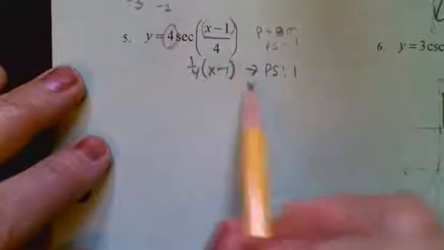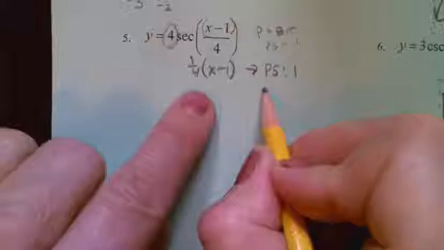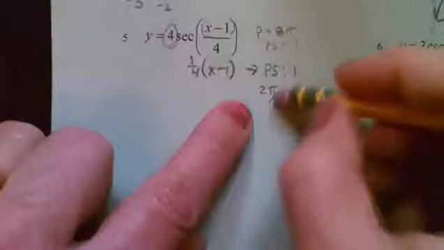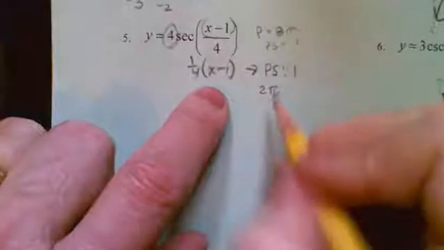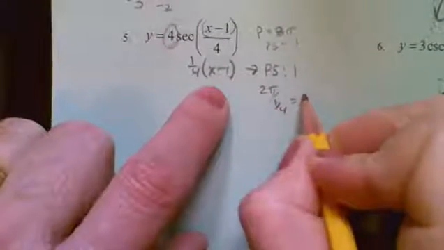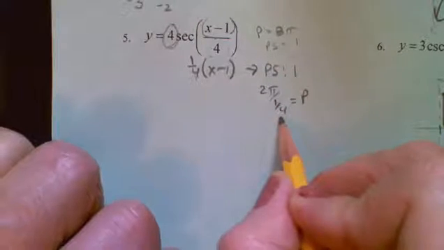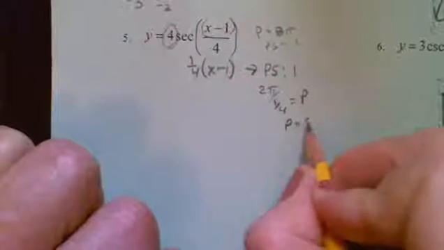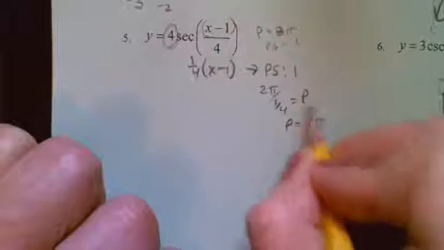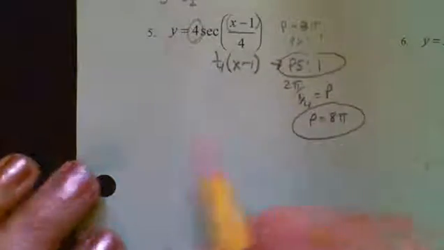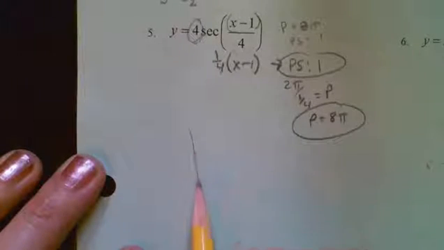For the period, if you set 2 pi over b, which is 1/4, 2 pi over 1/4, to equal your period, if you take 2 pi divided by 1/4, it's like multiplying by 4, you get a period of 8 pi. So you get a period of 8 pi and a phase shift of 1. It's a secant, so the first thing you're going to do is graph the cosine.